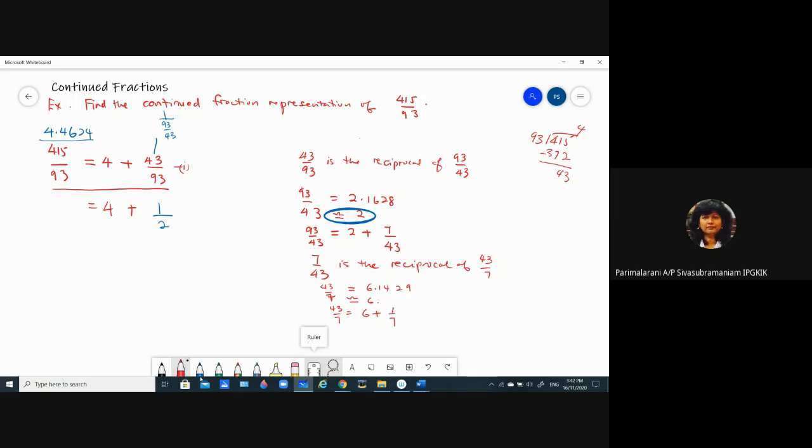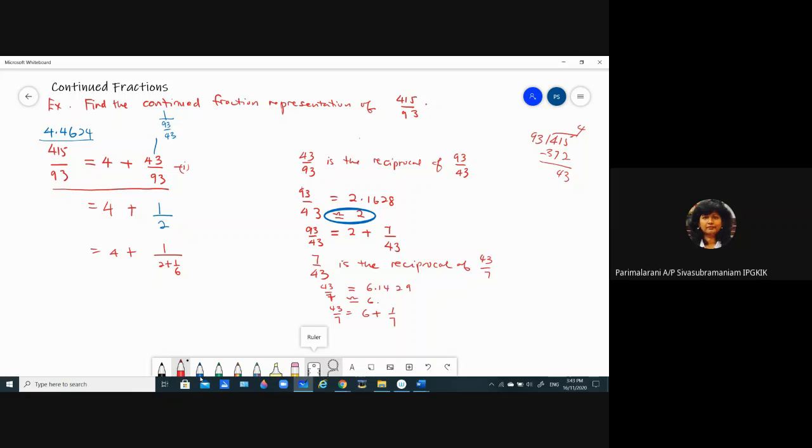This is approximately 6. So that means what? Just now we wrote that this is approximately equal to 2, right? So now we can write it as 4 plus 1 over 2 plus 1 over 6, okay? Wait, what? Why?